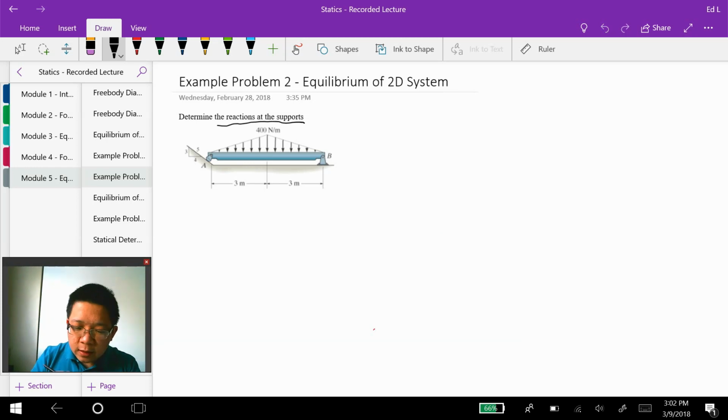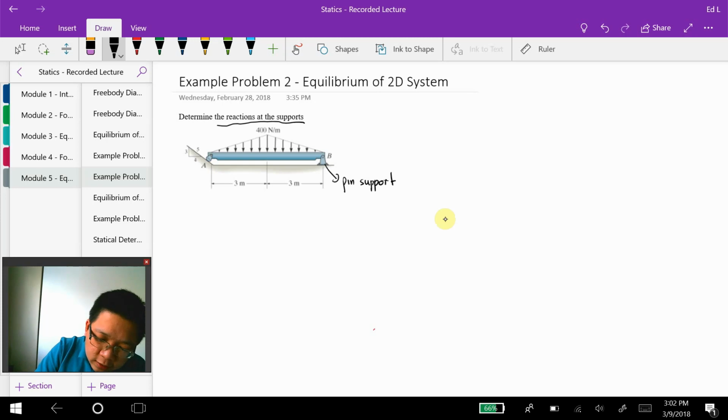Point B here is a pin support, right? And point A is a rocker, right? Point A is a rocker, or you can call it a roller.